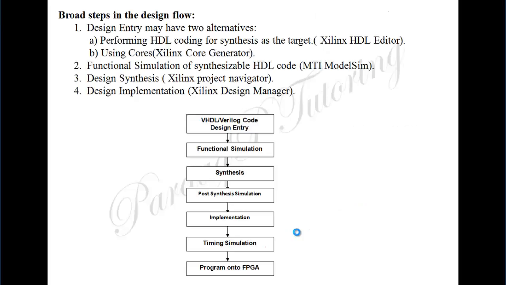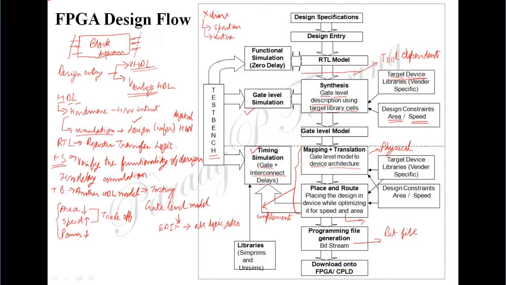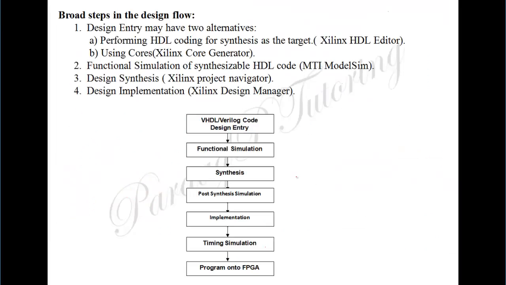So I mean, we can say that these steps which Xilinx obeys are not pretty different from the generic steps. All the generic steps are taken care of by Xilinx too. Now here we'll have a quick, broad review of the steps which you have performed. We started with design entry. Design entry has two alternatives. One is performing the HDL coding with synthesis as the target. So we can have design entry in the form of HDL code, and there are two types of HDLs which we use over here. One is VHDL and the other is Verilog HDL.